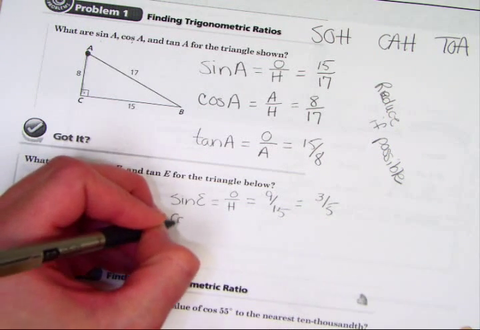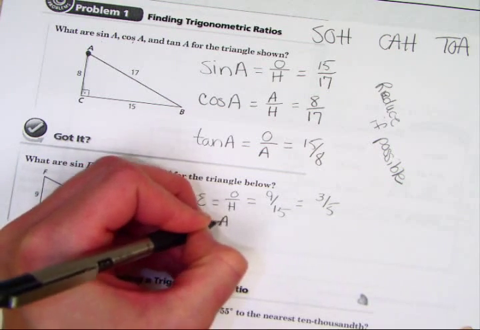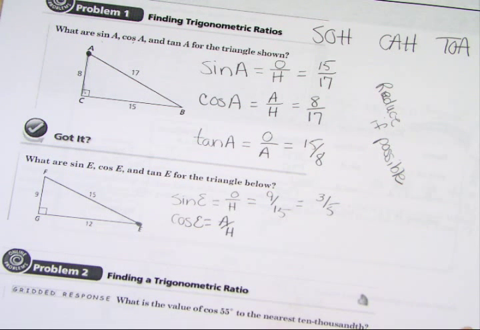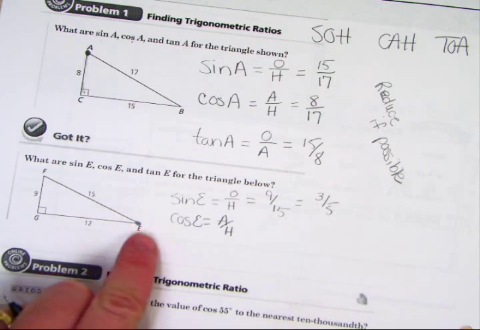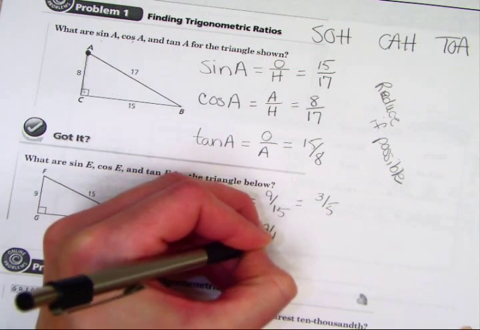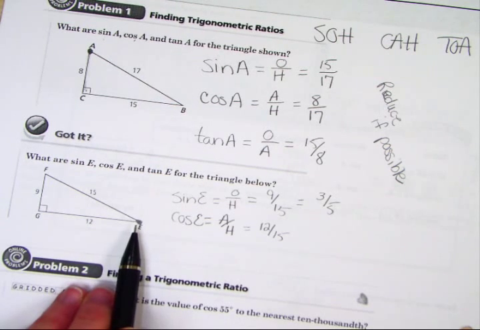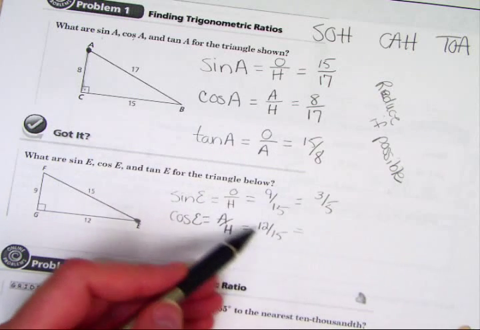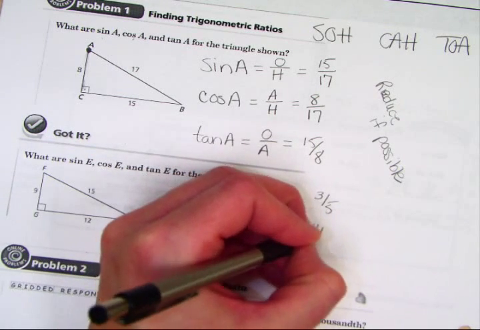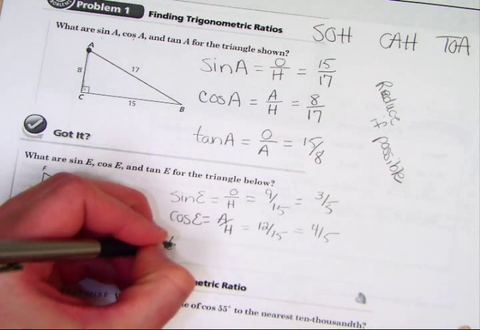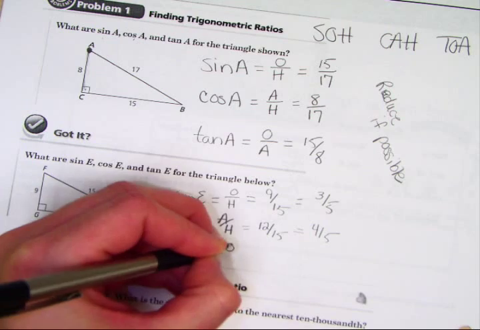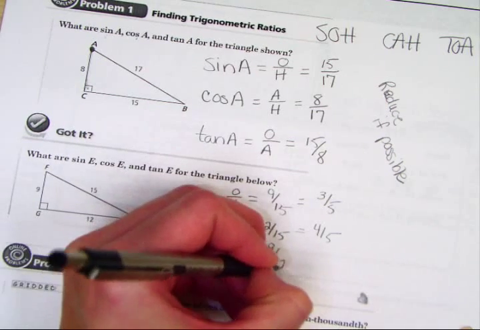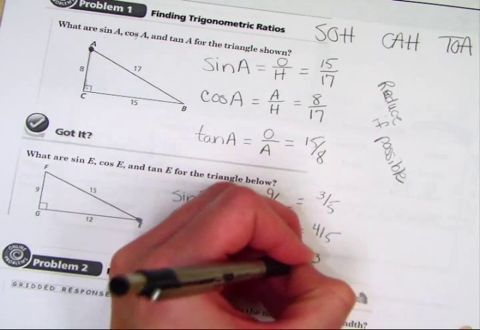Now let's talk about the cosine of E. Cosine is adjacent over hypotenuse. I know that from Chief Sohcahtoa. The adjacent is 12, the hypotenuse is 15. People struggle to find the adjacent. It's simply the one that's touching the angle that's not the hypotenuse. 12 over 15, those both reduce by 3. That's 4 over 5. Now the tangent of E is the opposite over the adjacent. Opposite is 9. Adjacent is 12. Reduce that to 3 over 4.